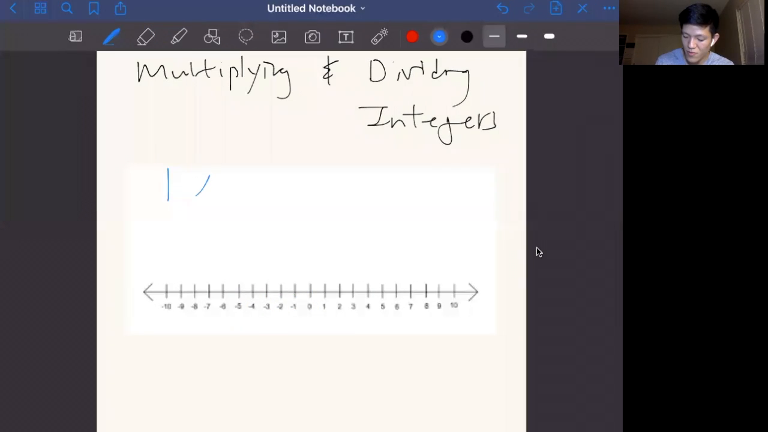Well, 1 times negative 3 is then equal to negative 3, right? Okay, just remember that. Then what do we do about negative 2 times negative 3? Both the numbers are negative. Well, this one is a little bit tricky. So let me try to explain it by looking at the pattern of things, okay?